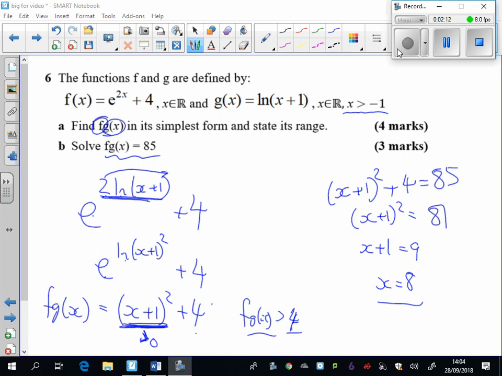Is that enough? Well, you could have done it the other way as well. We could have actually had x plus 1 equals minus 9 and take away 1. But of course, it's not in the domain. And so that isn't another answer. And x equals 8 is the only answer there.